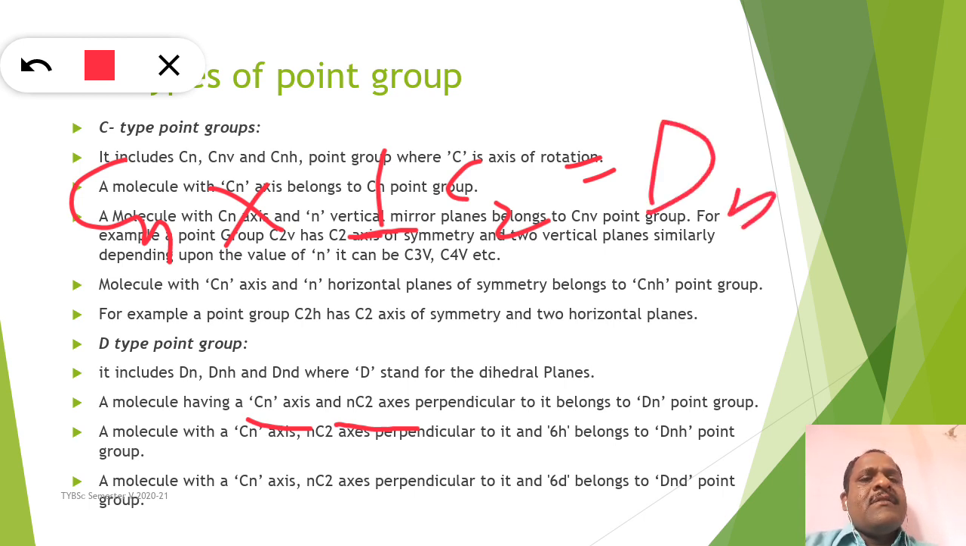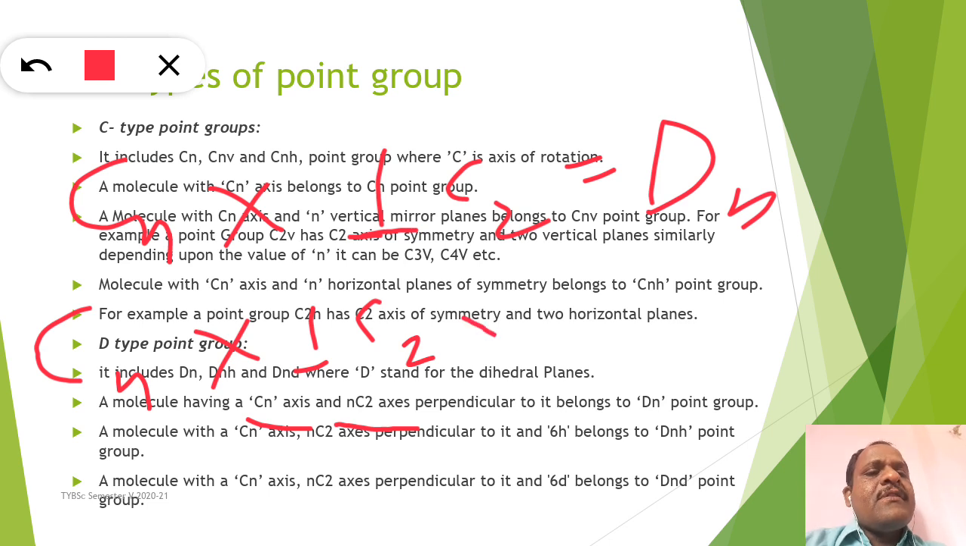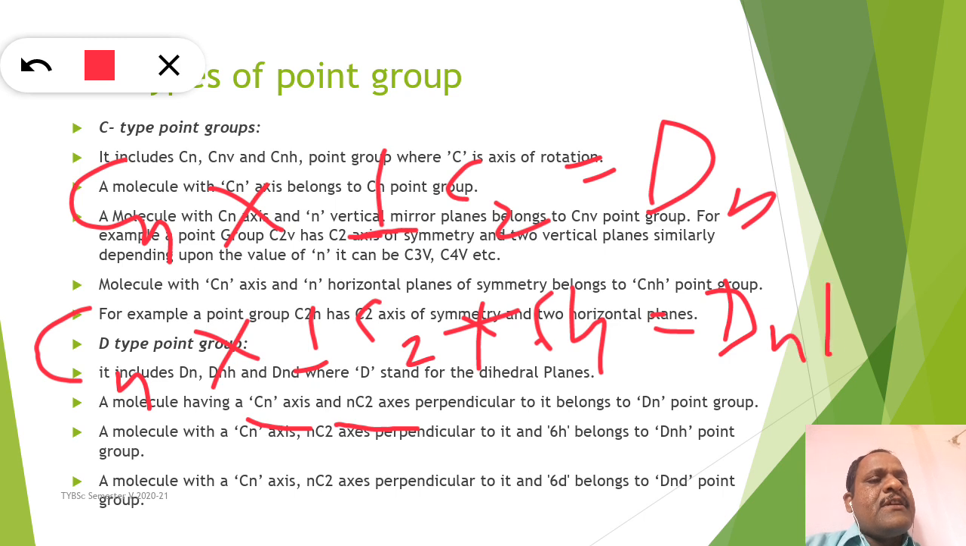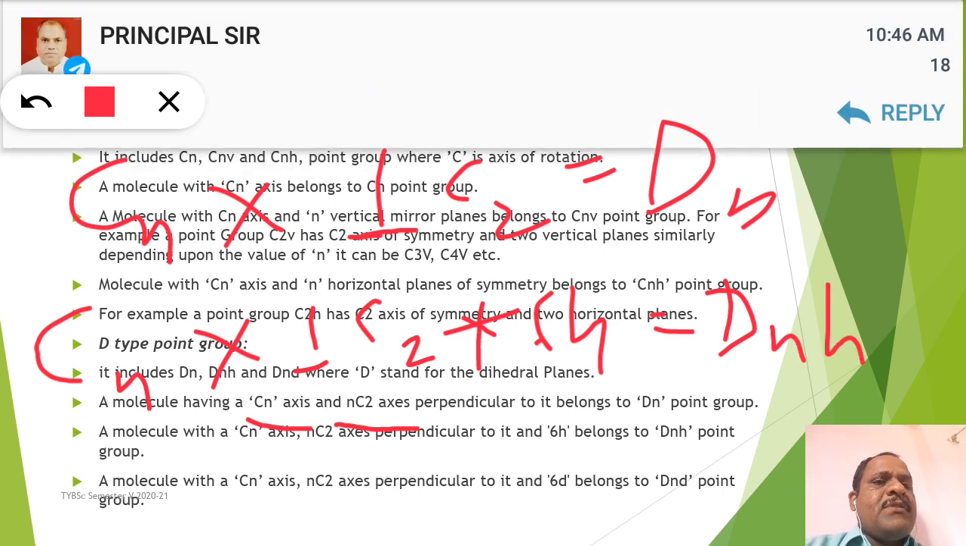Okay. For DNH type of point group, what is required? There should again be CN as an axis of symmetry or a rotational axis. Then there should be a perpendicular C2, and also there should be presence of sigma h plane. Then that point group becomes a DNH point group. Everybody understood that?